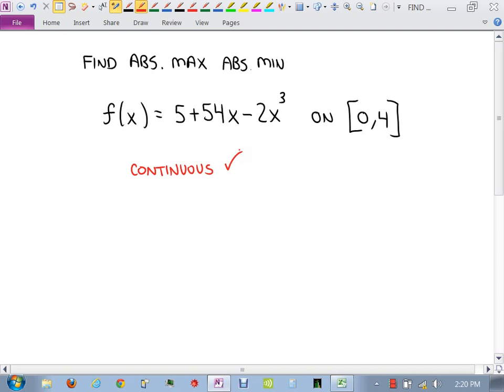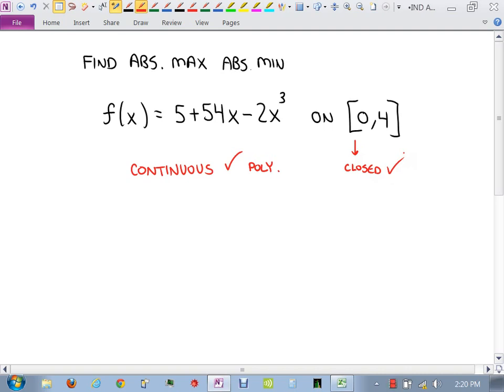A little more than the vertical line test. You have to go back and look at the section on continuous functions. All polynomial functions are continuous. All polynomial functions can be drawn without picking up your pencil. So this is continuous because it's a polynomial. Okay, do we have a closed interval? Yes. Okay, so you are allowed to use this theorem.